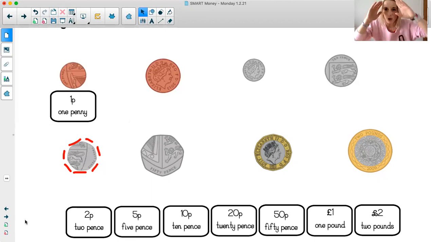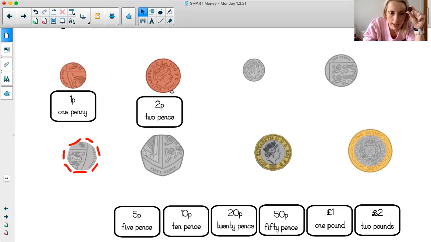I hope you had a good old chat about those, managed to kind of play with the coins in front of you. Should we have a look at what they are? Right, so we've got 1 penny here, haven't we? So that was the baby brown one. And what do you think the kind of grown-up brown one is? It's 2 pence. So I'm going to move that over here.